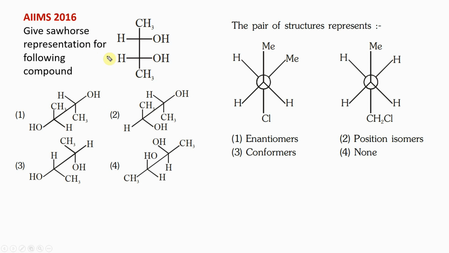Given, see, Sawhorse representation of the following compound. First thing you want to do here is, what is this? Meso. For those of you who joined late and didn't see isomerism, we will look into meso later. Okay, so it is meso, meaning one should be placed over the other. So when you draw this conformation in Sawhorse notation, there should be a mirror plane here. That's all. You're free to rotate this bond.